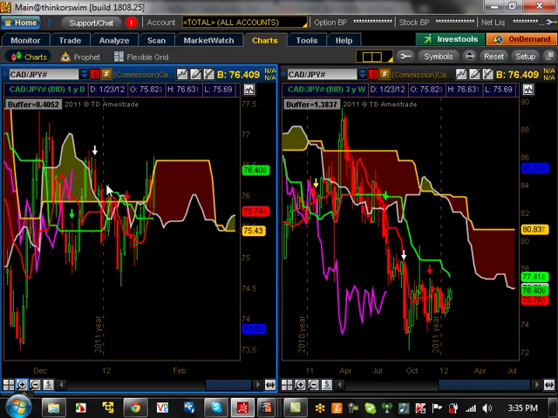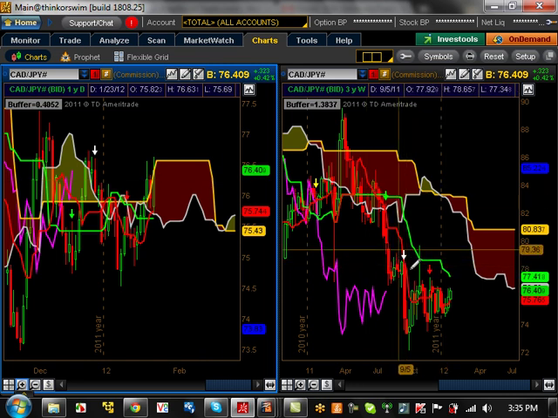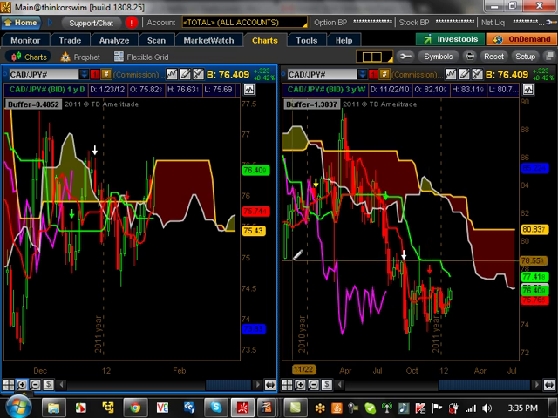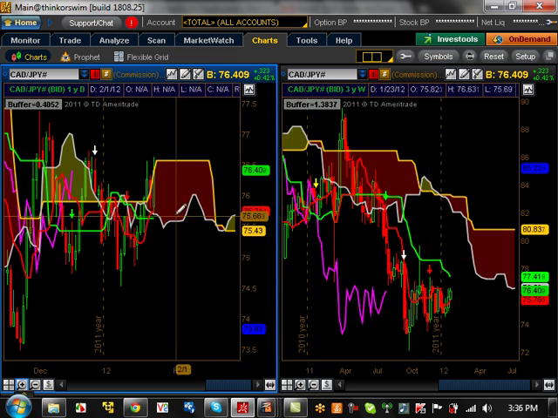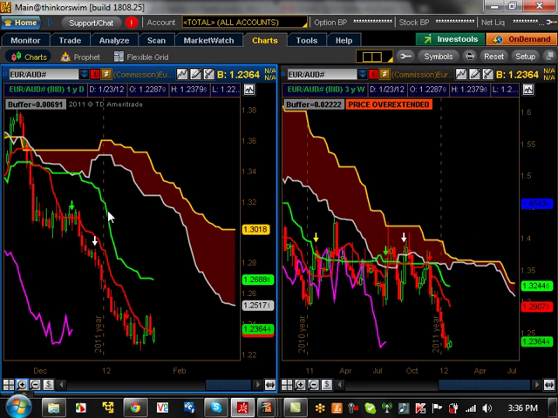CAD Yen, nothing really going on at all, just consolidating. As you can see in the weekly time frame, it's bearish. It's still bearish trending. Resistance level is going to be basically 77.41, and the support level is going to be basically right around 75.50. We're not going to look at the Switzy pairs, they're boring.